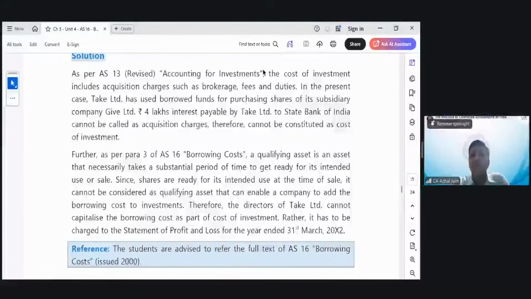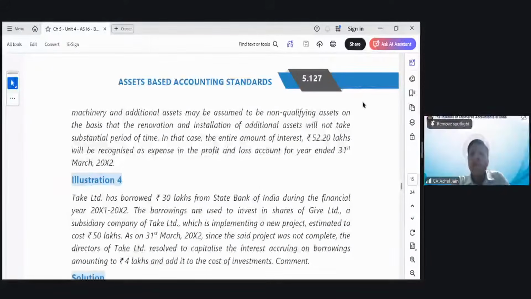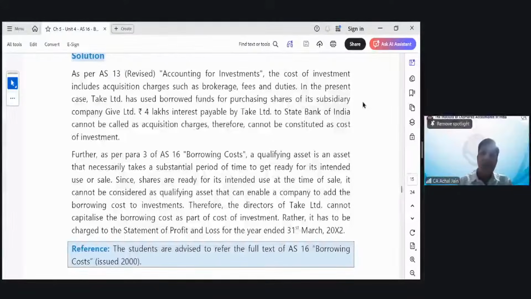Okay. So therefore, if you look at the thought process of the directors, what is the thought process of the director? They want to capitalize this interest. Can that be done? No, that cannot be done. That will be the wrong accounting treatment. So where will you take this? This will go to P&L straight away. Clear? Clear on this? I think again it's quite straightforward. This goes to P&L. Why? Because it's not a qualifying asset. Right?